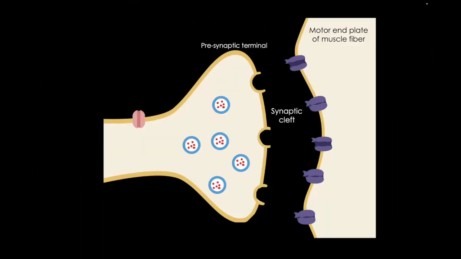First, let's use this simple diagram to review the components in a basic neuromuscular junction. We'll start with this structure on the left representing the presynaptic terminus of the motor neuron, and on the right, we see the postsynaptic structure, the motor end plate of the muscle fiber. Between the two, we have an area called the synaptic cleft, a tiny extracellular gap between the presynaptic terminal and the postsynaptic membrane. It's really small, only about 50 to 70 nanometers.